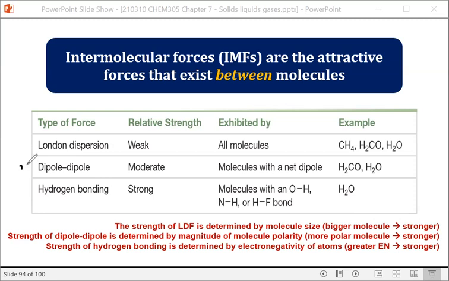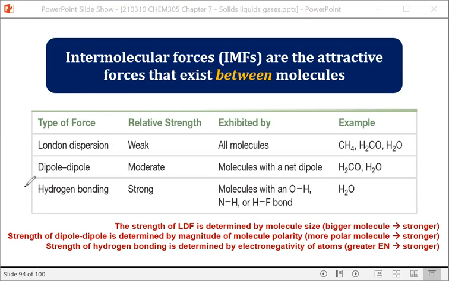Our next IMF is dipole-dipole. It's kind of in the middle, a moderate strength. And molecules that have a net dipole, or molecules that are polar, are going to have dipole-dipole interactions. It's when the delta negative end of one molecule lines up with the delta positive end of another molecule to kind of hold them together. And so the more polar the molecule, the stronger the dipole-dipole interaction.